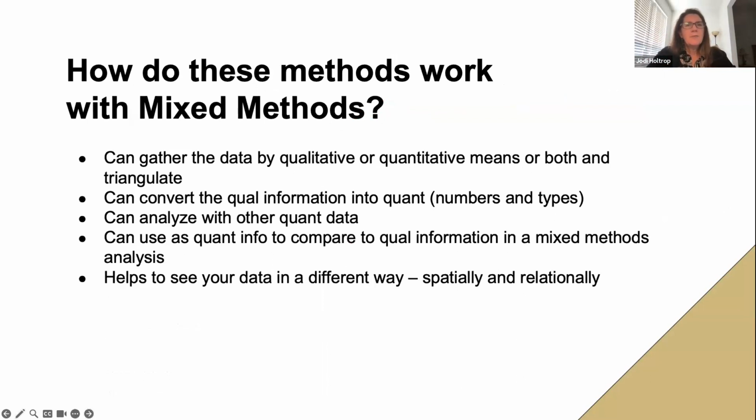So how do these methods work with mixed methods? You can gather data qualitatively or quantitatively or both. You convert that data into numbers, you can categorize that data, and then you can analyze it to see patterns in a different way. When you want to set this up to do one of these methods, you want to be thinking that you're going to convert the data. So you want to make sure that you're really accurate in what you're doing. But it allows you to see your data very differently, spatially and relationally.